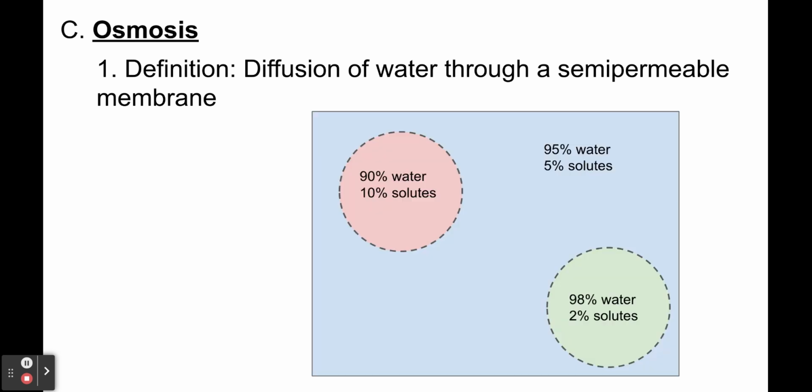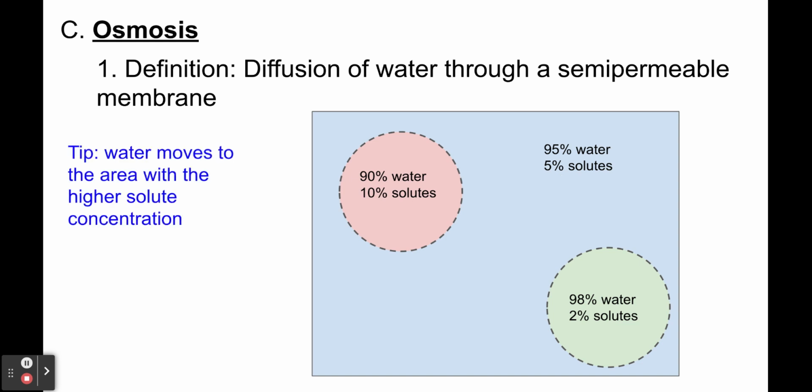Let's look at this again. We've got two cells that are inside a solution, some sort of solution. We don't really know what's in the solution or what's inside each of the cells, besides the percentages of water and the percentages of solutes in each location. Here's a tip. Osmosis is all about water moving. Water will move to the area with the higher solute concentration, which is also the area with the lower water concentration. It's the same thing. Higher solute concentration will also be where there's a lower water concentration.